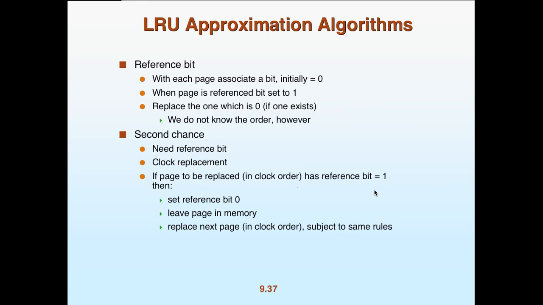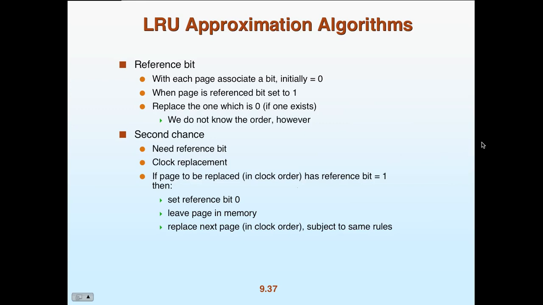So we have least recently used approximation algorithms. We could keep a reference bit, so that each page associates a bit, and here we go again with more bits that we're adding to the configuration. When the page is referenced, we set the bit to 1, and we replace the 1 with a 0 if a 1 exists. We don't know the order. We don't really care about the order. Instead, we're keeping an approximation by setting an on or an off, essentially.